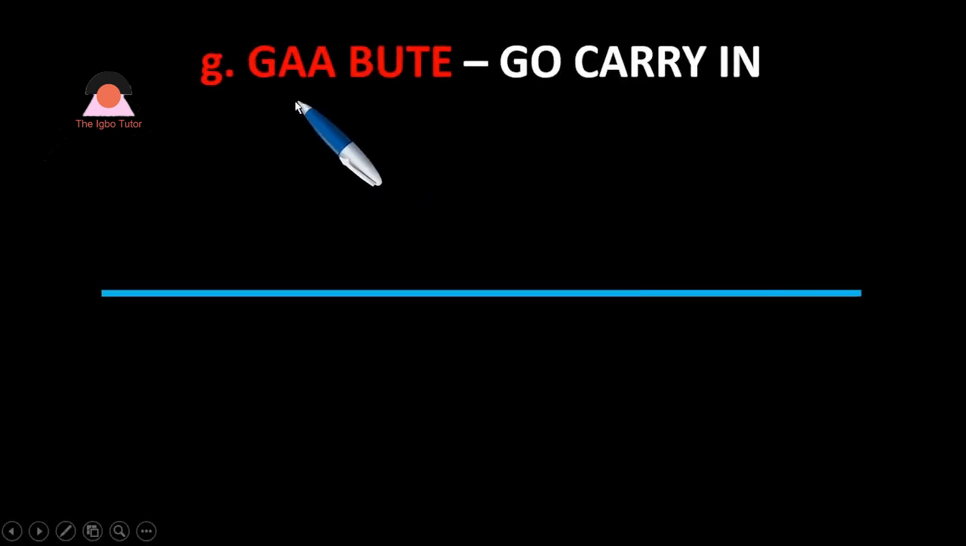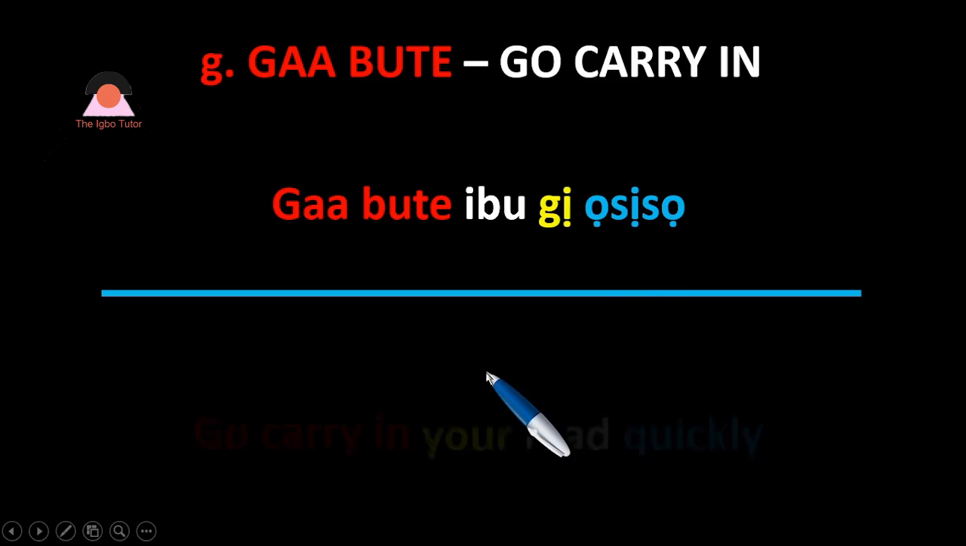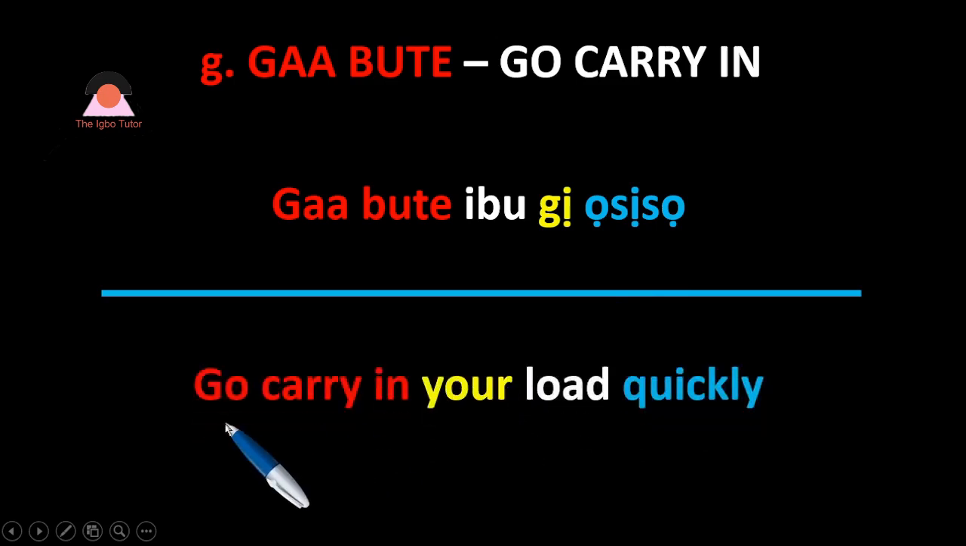Next one, an instruction. Ga-bute, go carry in. Let's look at the sentence now. Ga-bute ibu gị ọsịsọ. This can be written as ọsọọsọ, replacing I with O. Ga-bute ibu gị ọsịsọ. This means go carry in your load quickly.